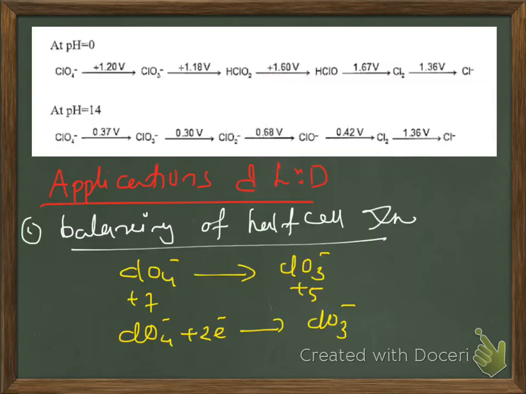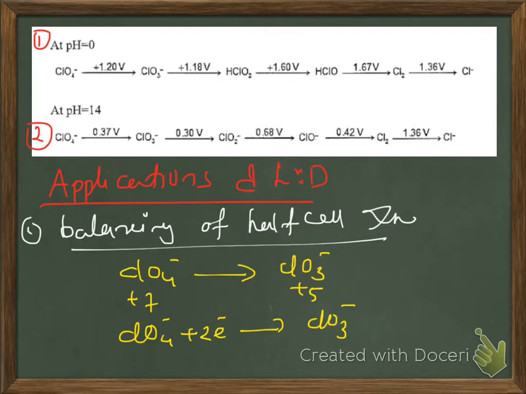Now we have the Latimer diagram for chlorine. For chlorine, we have two diagrams. First one at pH 0, that means in acidic medium. Second one at pH 14, meaning it is in basic medium. So we have two Latimer diagrams for chlorine, one in acidic medium and another one in basic medium.